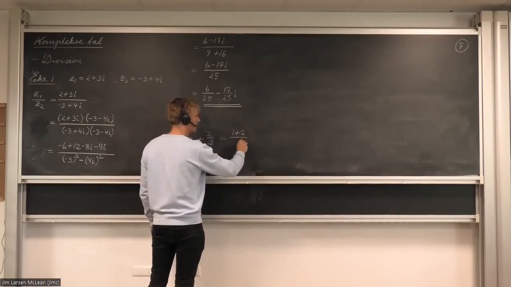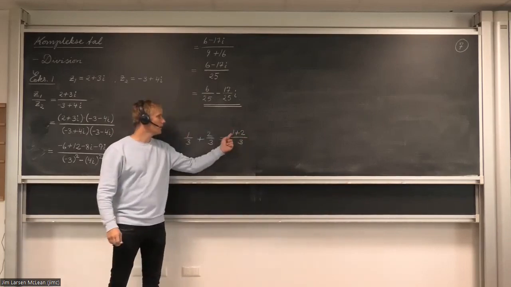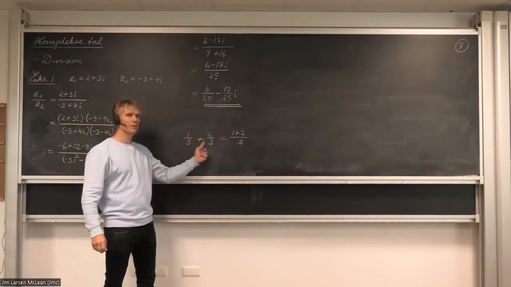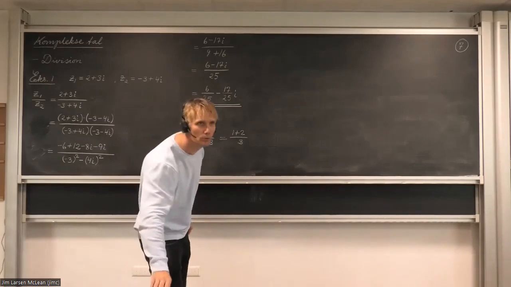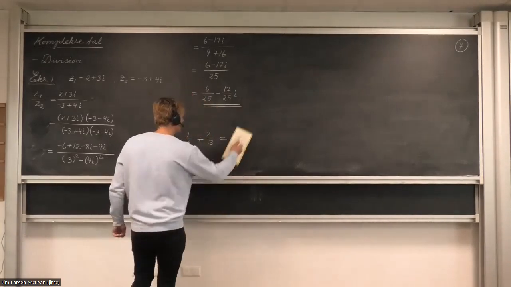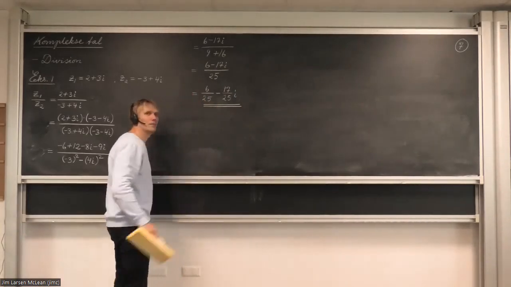So you're allowed to take a fraction with multiple terms in the numerator and split them into multiple fractions. But you're just not allowed to do it when there are multiple terms in the denominator, as that leads to nonsensical results. Just a little warning.